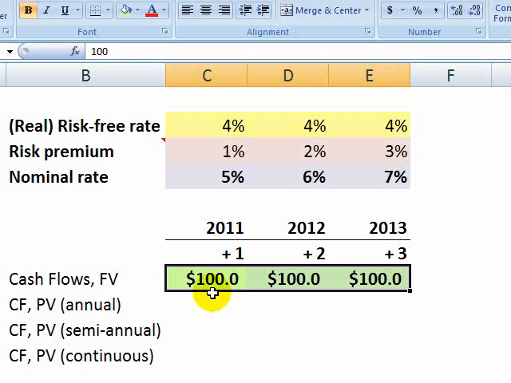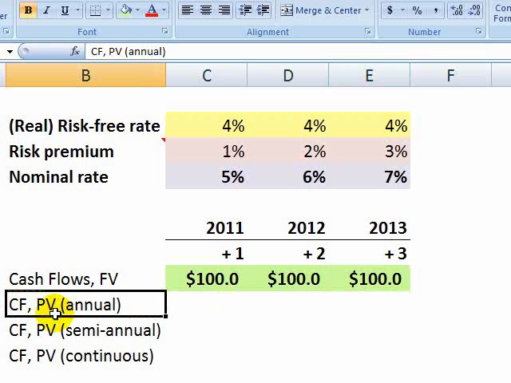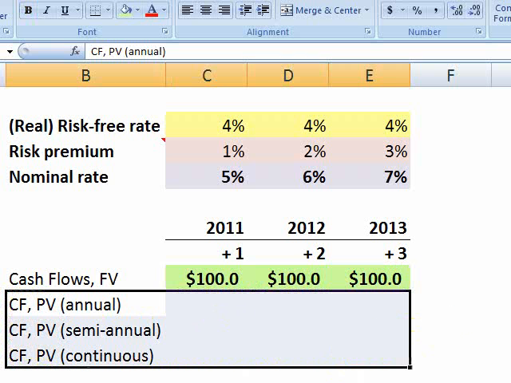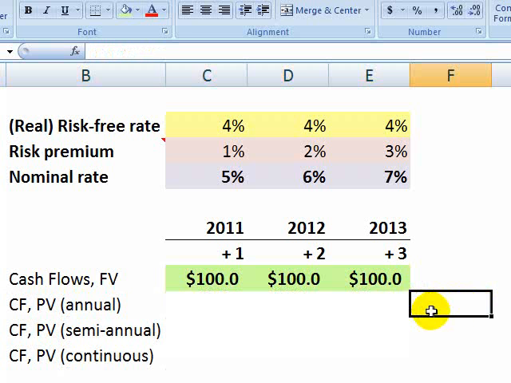I'm keeping it simple here and assuming we expect $100 next year and $100 in 2 years, that's 2012, and then $100 in 3 years, 2013. The third thing is just a technical decision about what kind of compound frequency or discount frequency we're going to use. So that's three things we need. Let's look at the first thing, the term structure assumption.